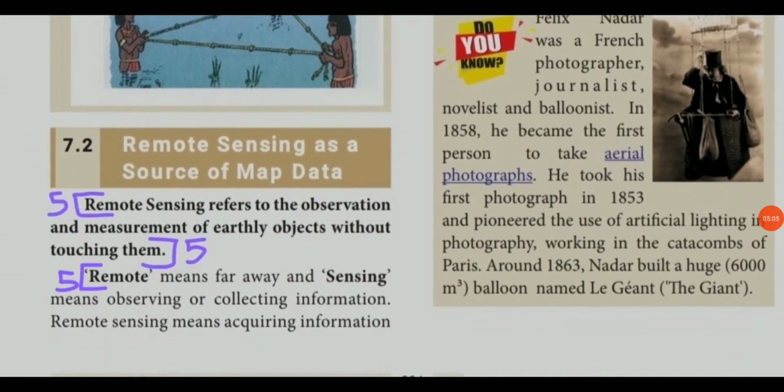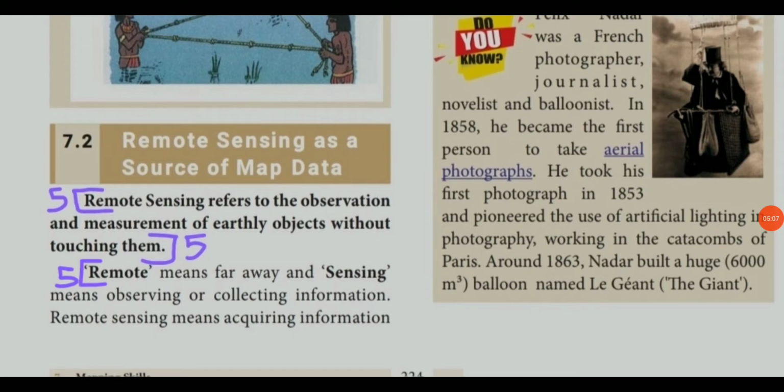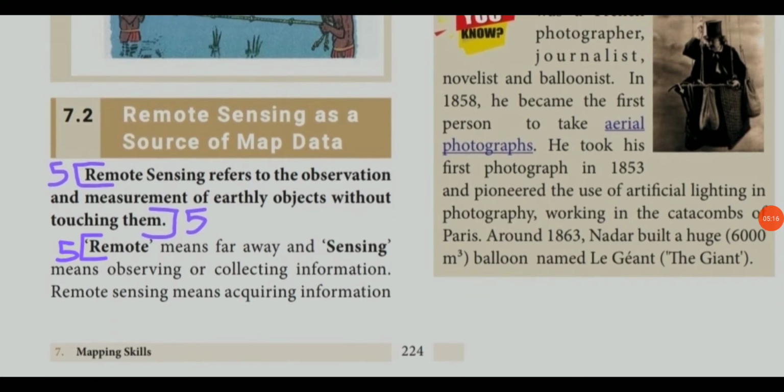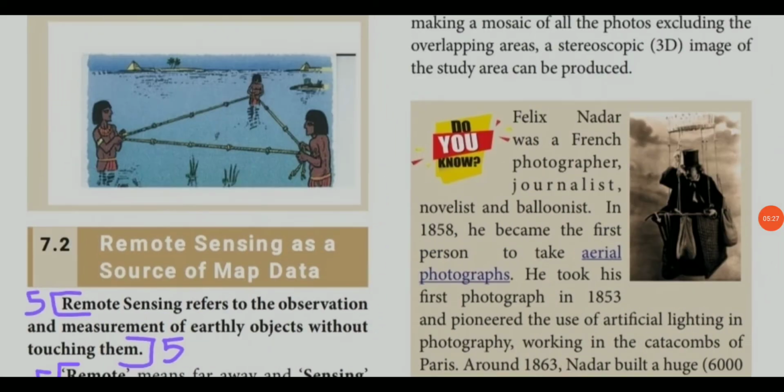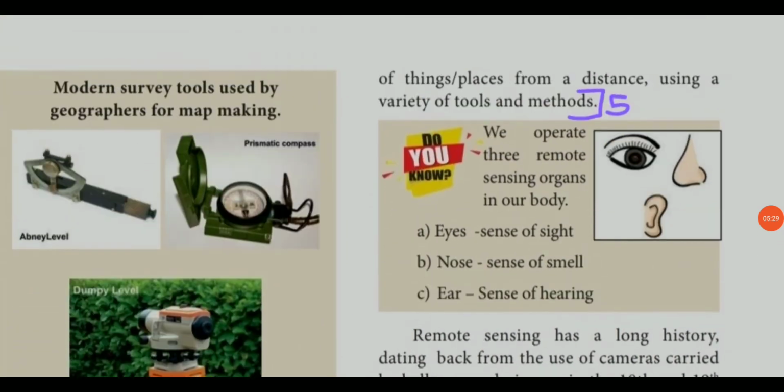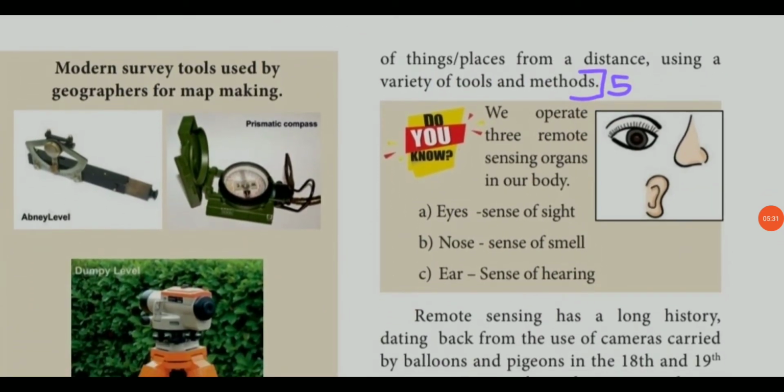And for your next one, what is remote sensing? Fifth question. Remote sensing refers to observation and measurement of earthly objects without touching them. This is given in your page number 224, and you have to write the next para also. Remote means far away and sensing means observing or collecting information. Remote sensing means acquiring information of the things or places from a distance using a variety of tools and methods. Till this you'll be writing for your fifth one.